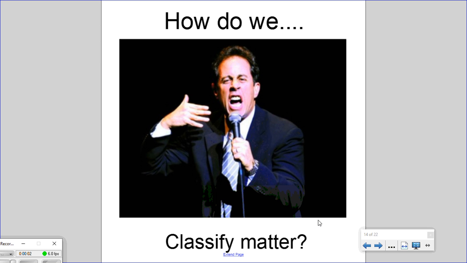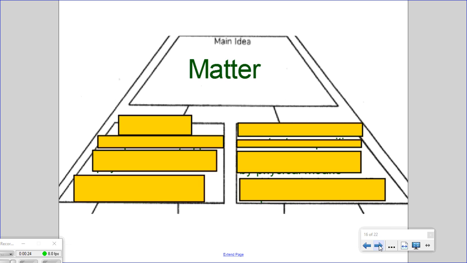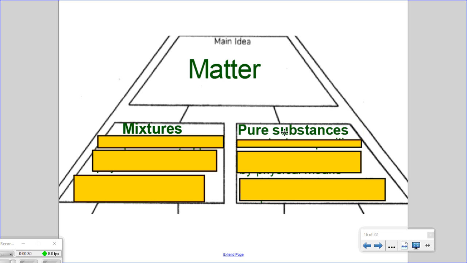In this video, we will go through the classification of matter. So we will use our flowchart organizer here just to talk about the different categories of matter and how they relate to each other. So we'll start with our main idea here, this idea of matter, and then the different ways in which we can classify matter. So matter can be classified either as a mixture or a pure substance.